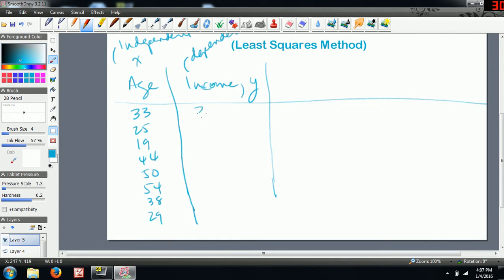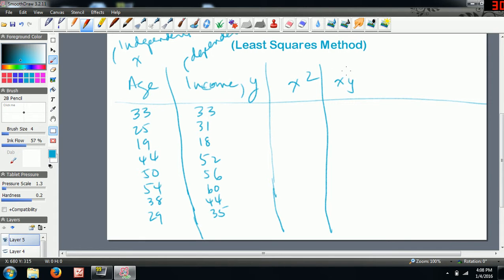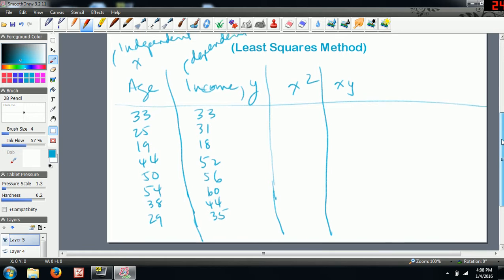And income was also given. Okay. And over here we've got our x squared value and our xy. So the reason I'm doing this is because I'm going to use that in my formula. Okay. So in our formula we're going to find the line of best fit.